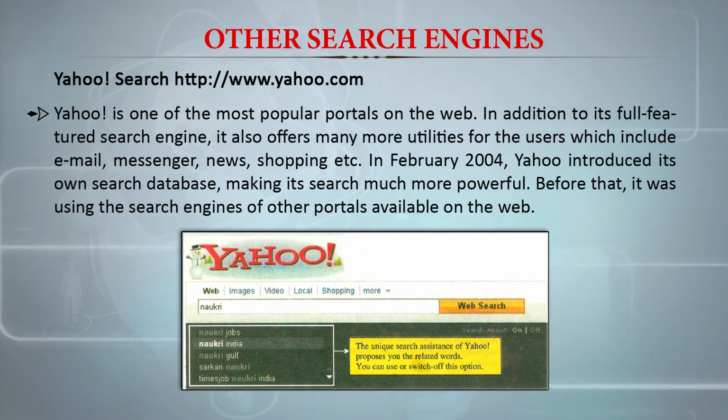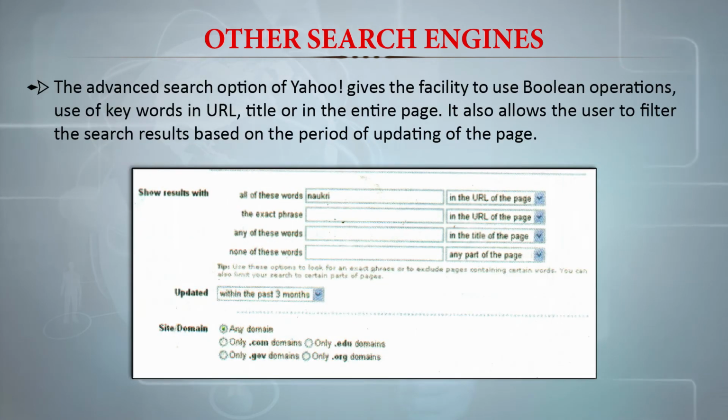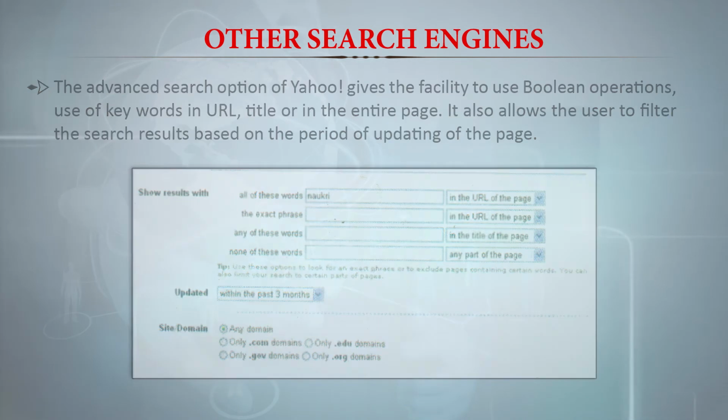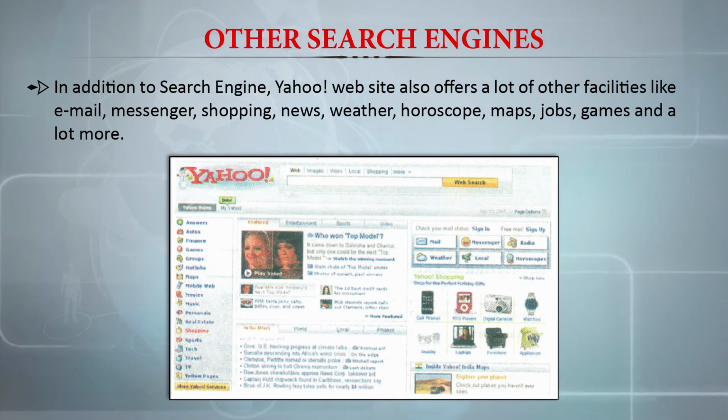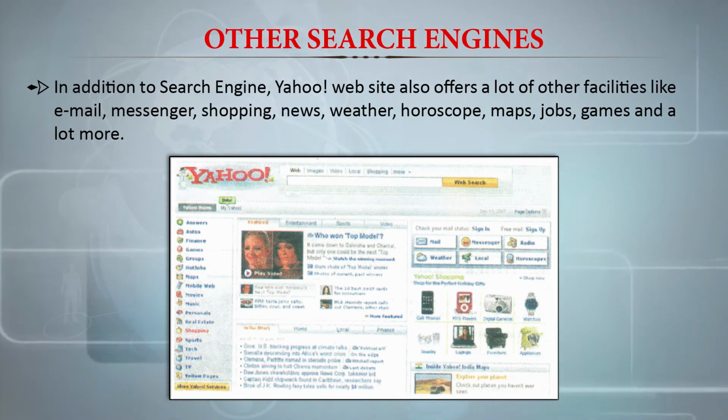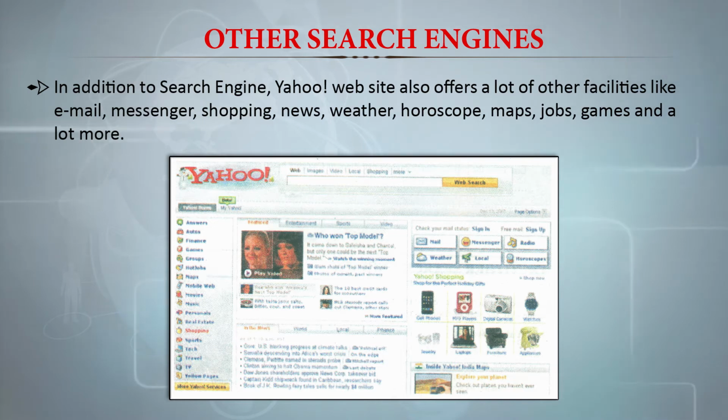Now let's have a look at the figure. The advanced search option of Yahoo gives the facility to use Boolean operations, and use of keywords in the URL, title, as well as in the entire page. It also allows the user to filter the search results based on the period of updating of the page. In addition to the search engine, the Yahoo website also offers a lot of other facilities like email, messenger, shopping, news, weather, horoscope, maps, jobs, games and a lot more.